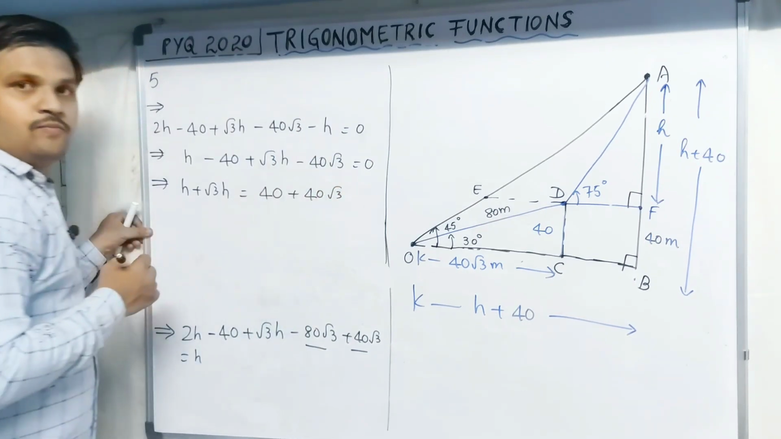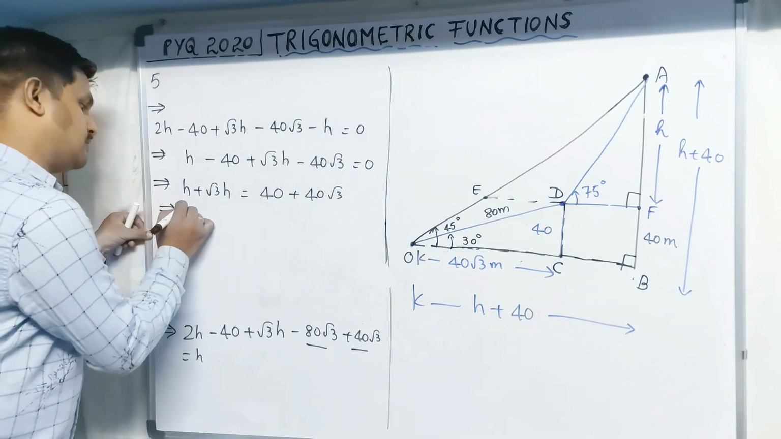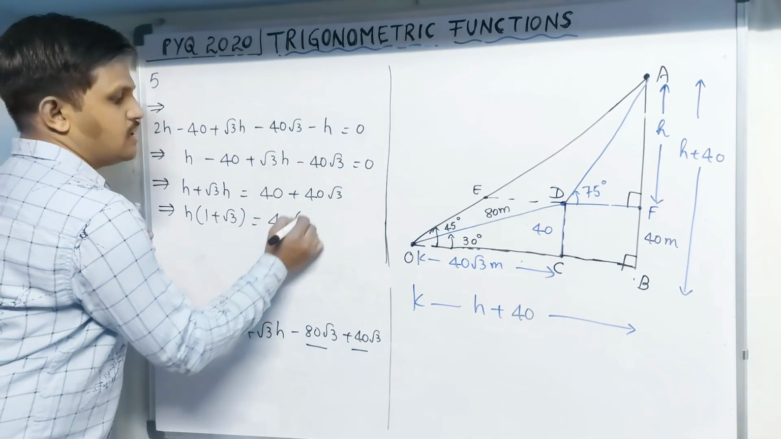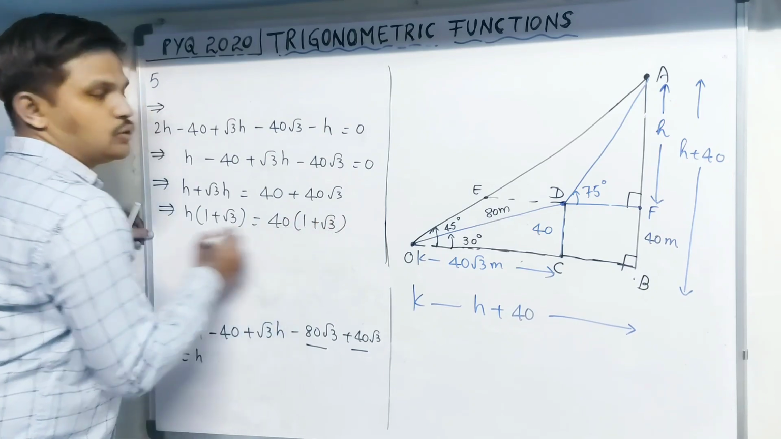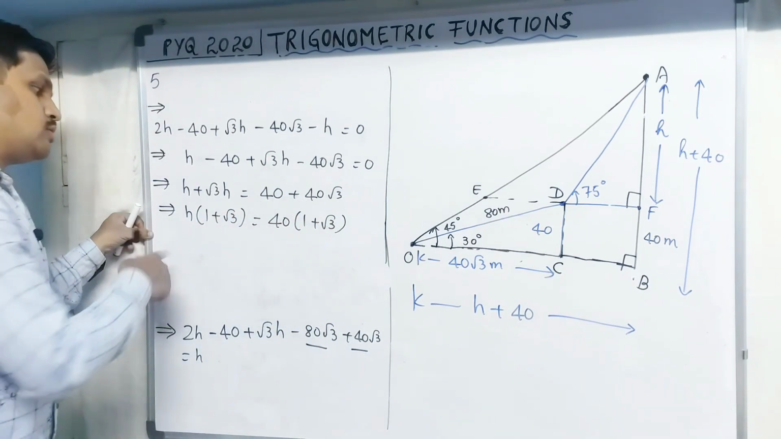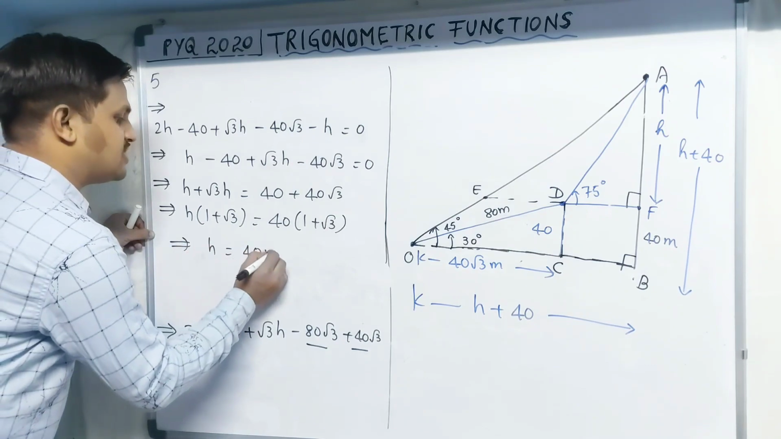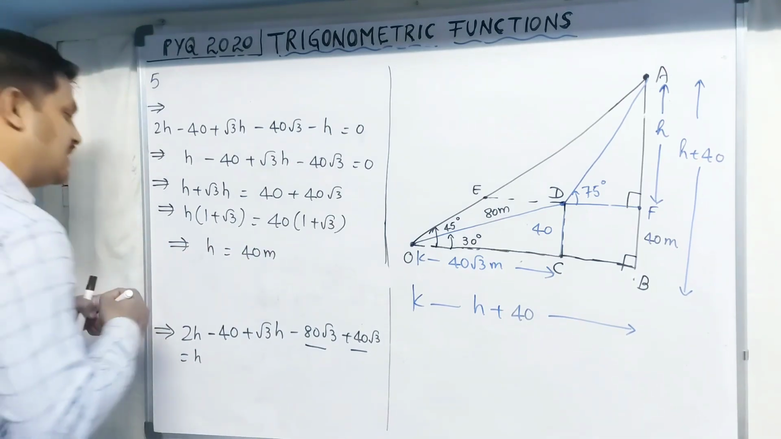Now you can tell me what is the value of h. So take h common, 1 plus root 3, and 40 common, 1 plus root 3. So 1 plus root 3 gets cancelled. So divide 1 plus root 3 on both the sides. So therefore the value of h is 40 meters.